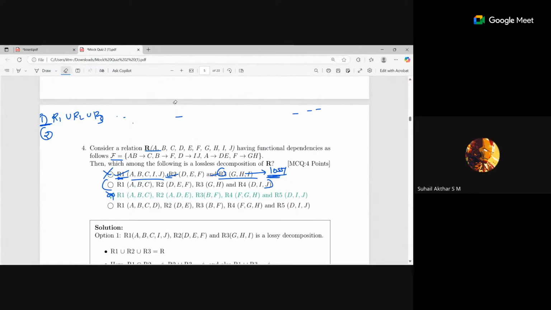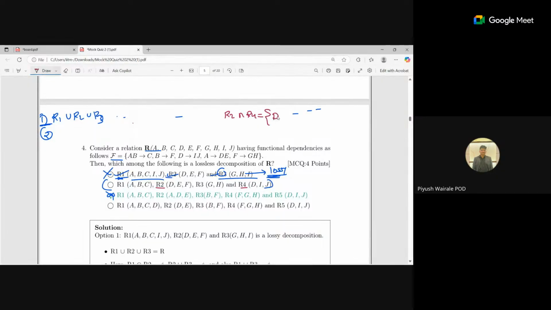R2, R4. R1, R2, we cannot take, no common attribute. R1, R3, R1, R4, we can take R1, R4? No. R2, R4 only, right? So if I take R2 intersection R4, what is the common attribute here?